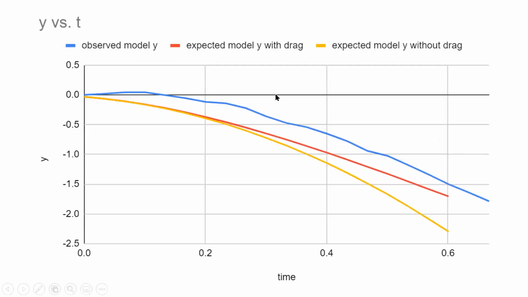And this line would be the observed model, which I found. And then the red line would be the expected model y with drag. And notice how these two are more similar, which means that this line showed that there was drag. And the yellow line would be the expected model without drag. And this is based on position versus time.